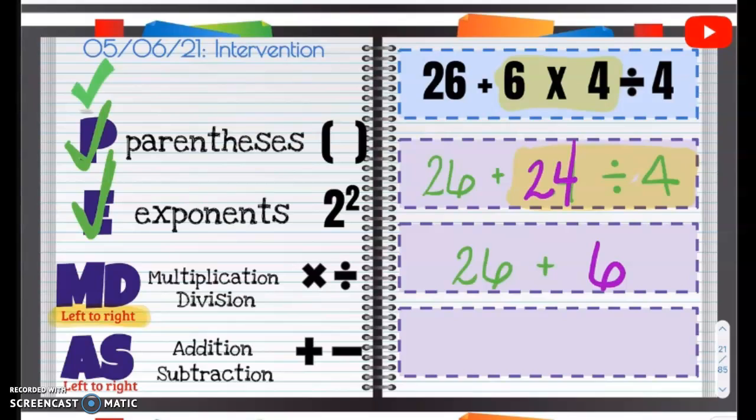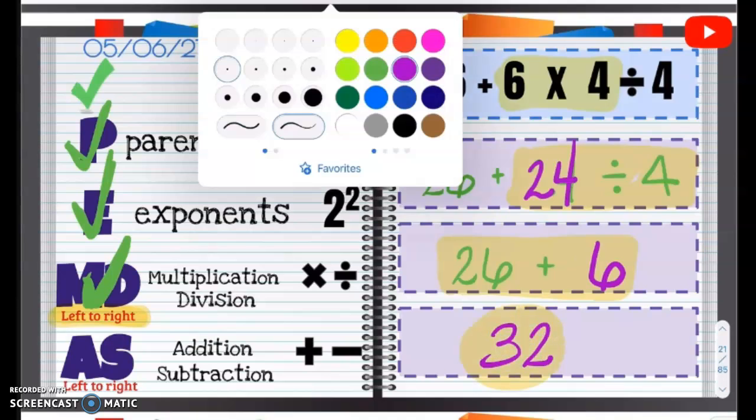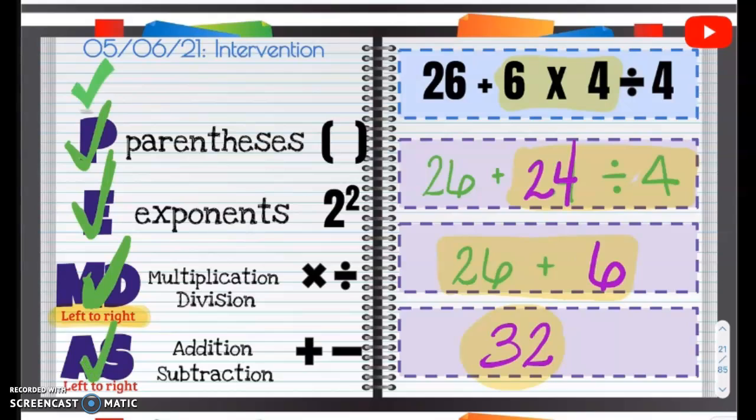Do we have any more multiplication or division? Nope. How about addition or subtraction? Yes, we do. And the only part that we have is 26 plus 6. So if we add 26 plus 6, 26, 27, 28, 29, 30, 31, 32. So our answer is going to be 32. And we are done with our order of operations. Great job.